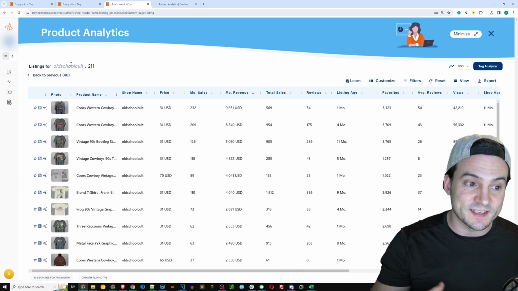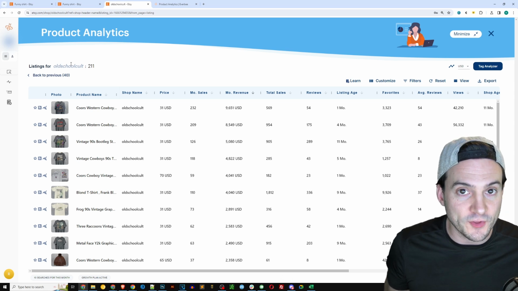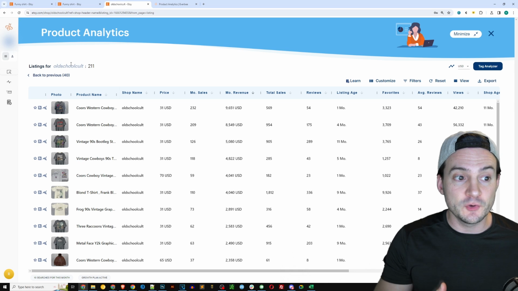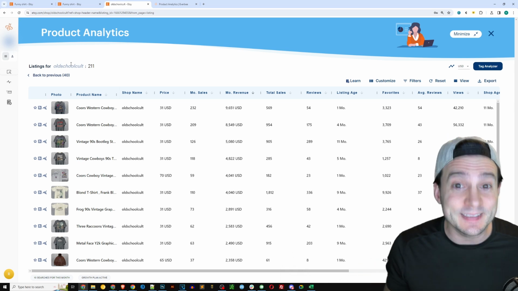Our goal here is essentially data mining for what are their best sellers. We don't need to copy them, but number 1, what are the product types? Number 2, what are the niches? Number 3, what are the design styles?